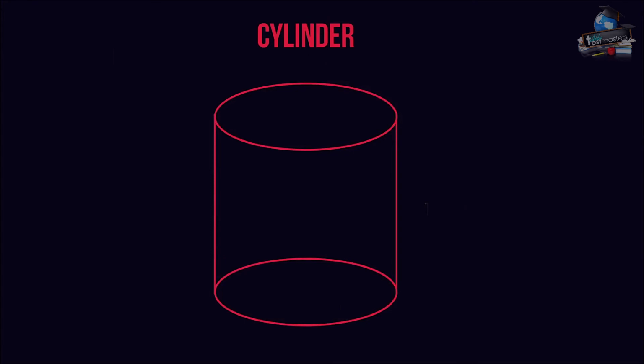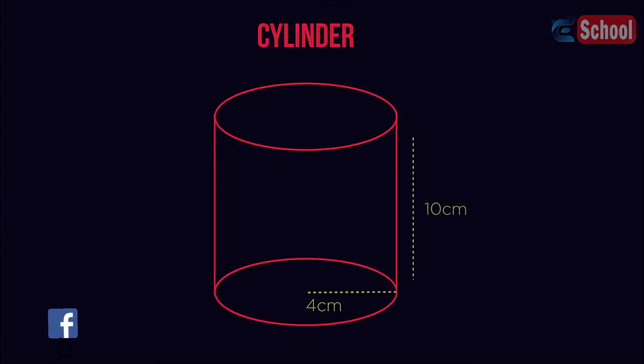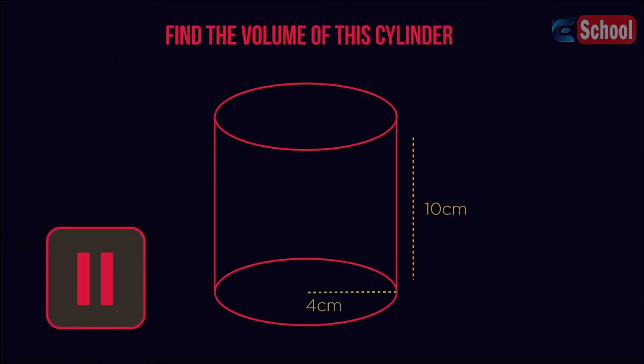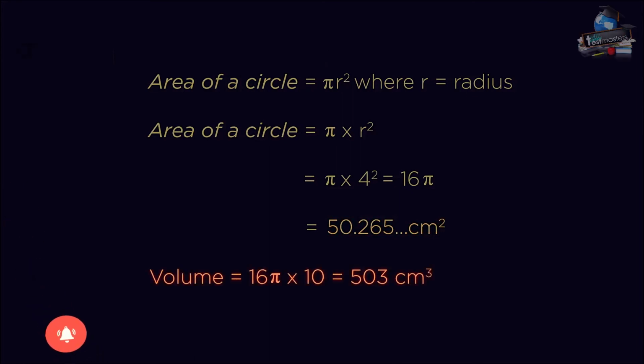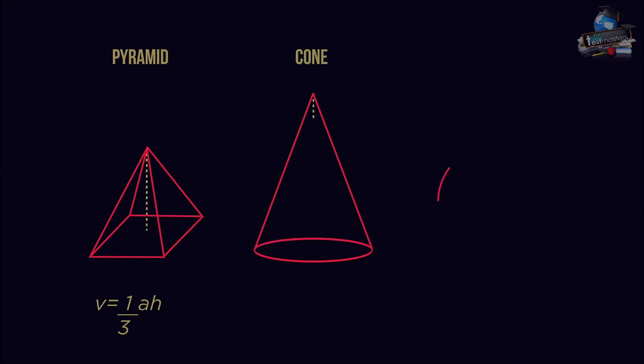As always, to find the volume, calculate the cross-sectional area of the circular faces first, and then multiply by the depth. Pause the video and work it out. So the area of a circle is pi r squared. Did you get the cross-sectional area to be 50.265 centimetres squared? And then multiply it by 10 centimetres to get a volume of 503 centimetres cubed, to 3 significant figures. In another video, we'll discover how to find the volume of shapes which are not prisms.